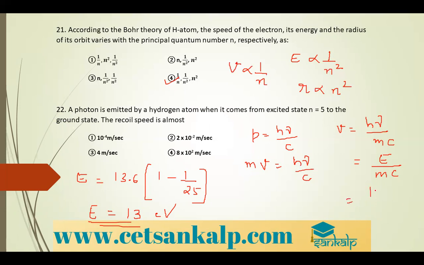So 13 divided by mass, 1.67 into 10 to the power minus 27, into speed of light, 3 into 10 to the power 8. So solve it, you'll get the answer.